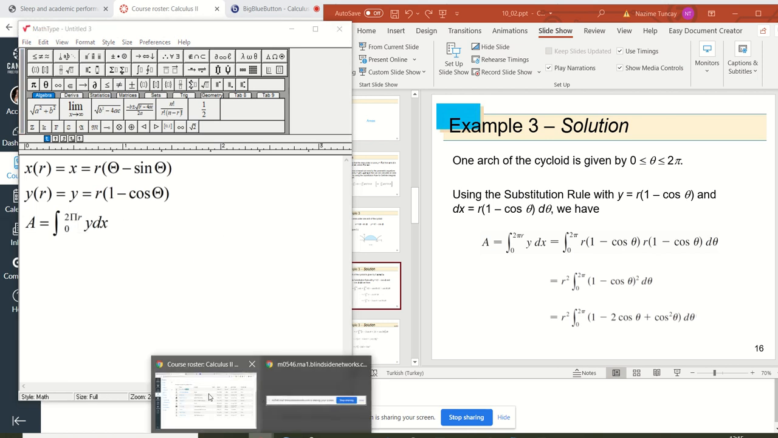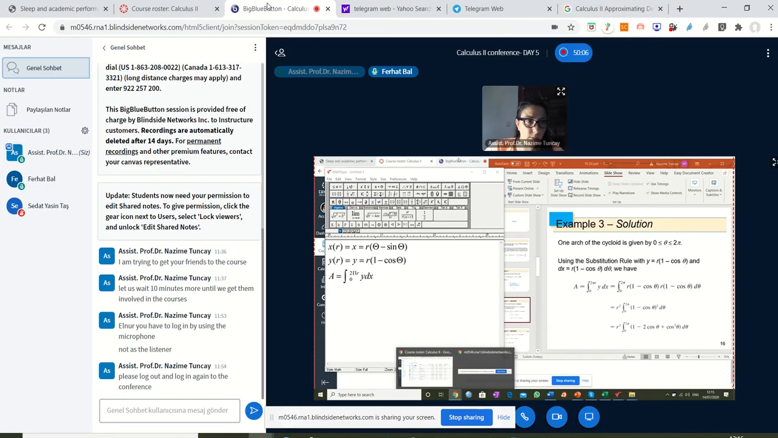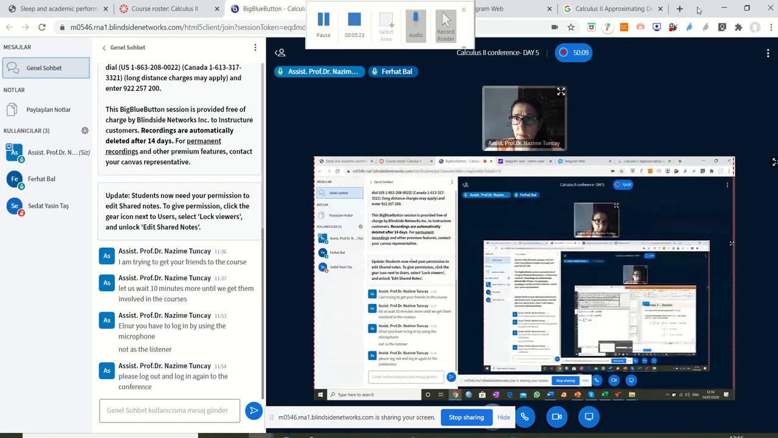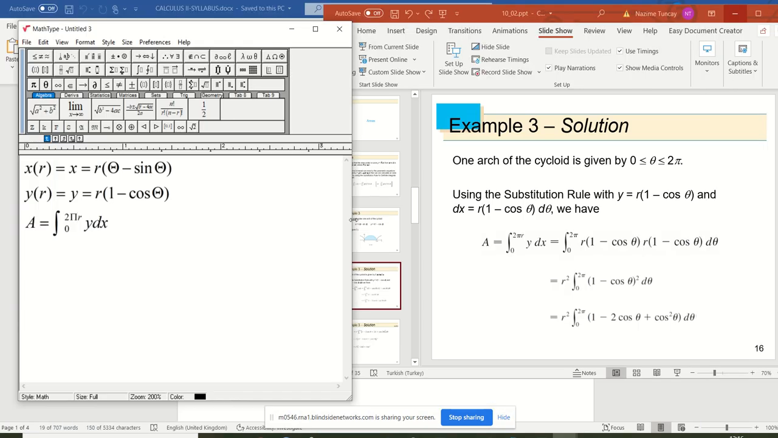So what's happening there? Ferhat and Sadat, do you have a question? This is the area under the curve. It's the integral of y dx.